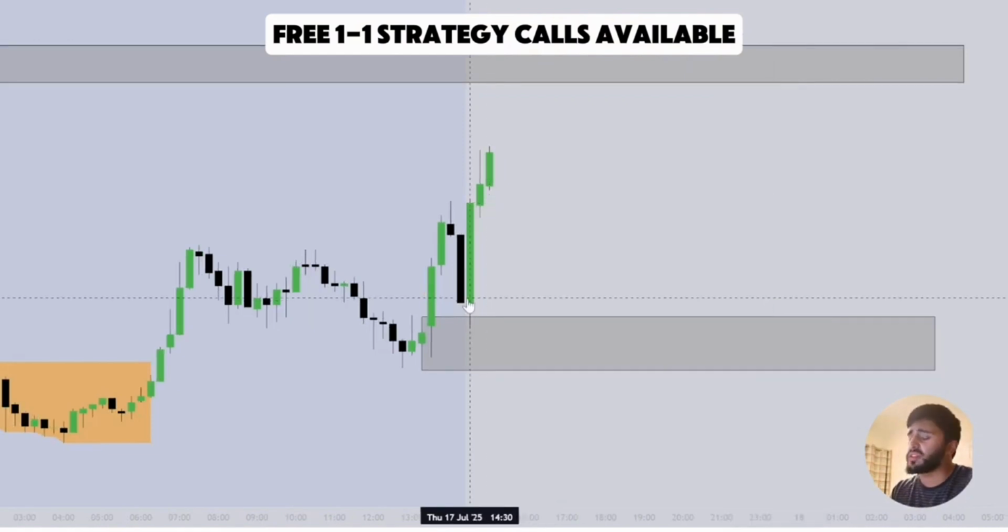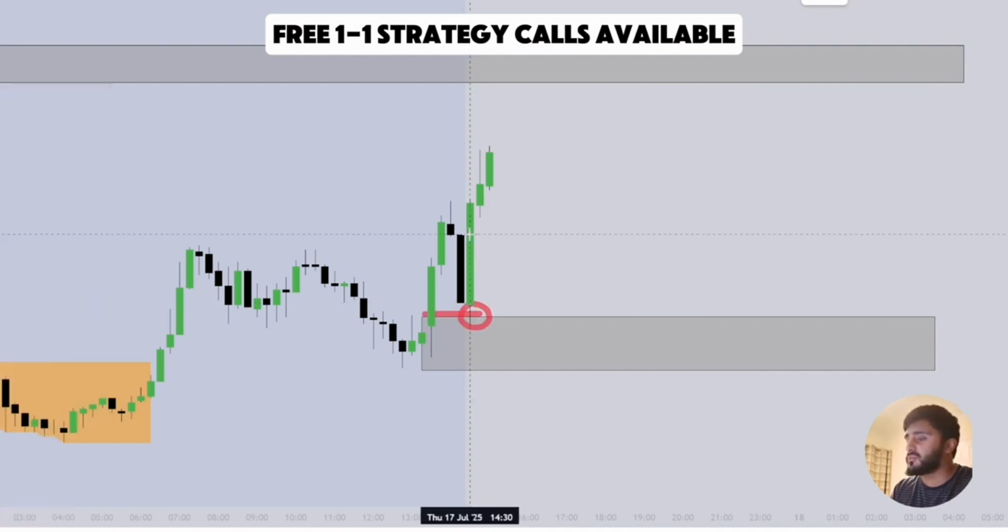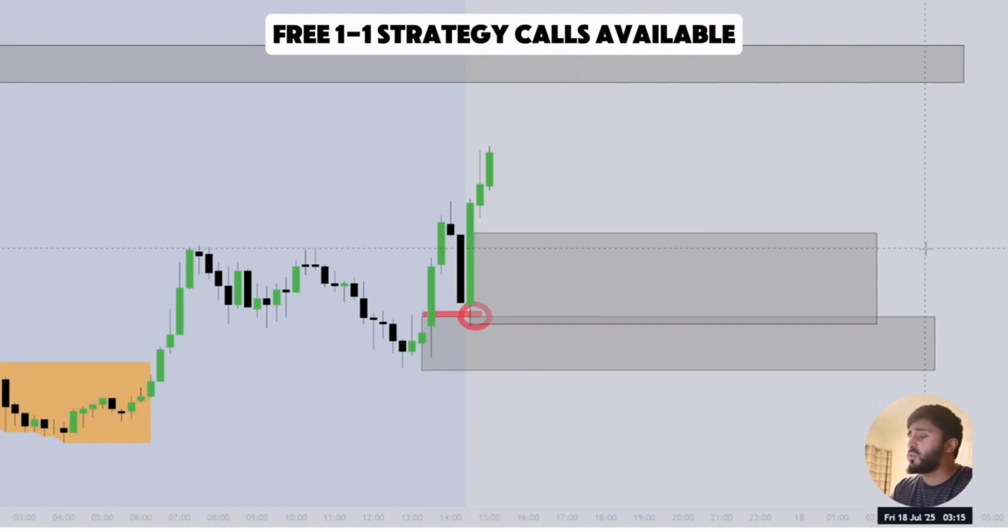This was market open, 9:30 a.m. Eastern, 2:30 p.m. UK time. So what we're seeing is the pre-market fair value gap being respected. What's even more interesting is that the market open presented us with another 15-minute fair value gap. It's that simple. So why was I looking for a trade at this area?